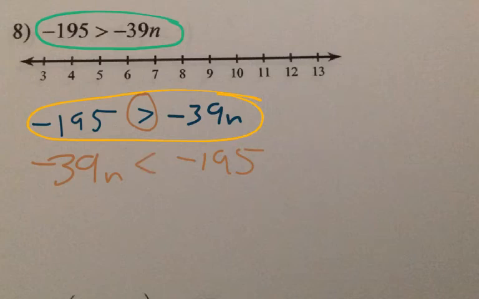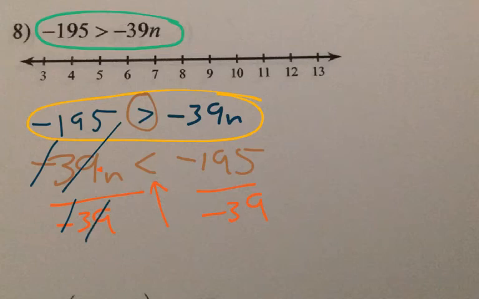Now, of course, I need to solve for n. So how do I get rid of this negative 39 times n? It's a times, so I divide. Dividing always gets rid of multiply, right? Now I'm dividing by a negative though, a negative 39, so don't forget that the inequality is going to switch back. Negative divided by negative is positive, 39 divided by 39 is 1. Notice the only thing left is n. Don't forget that switches back over to greater than.